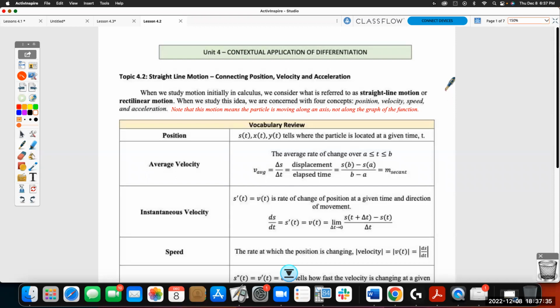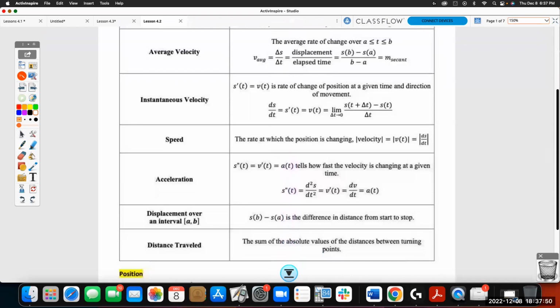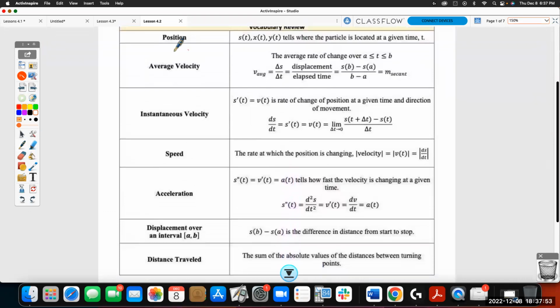Now take note that this motion means that the particle or the object is moving along an axis. It's not moving along the graph of the function. Now this table is what you need to remember, okay? So position is denoted by s of t, or x of t if it's moving along the x-axis, or y of t. It tells us where the particle is located at a given time t.